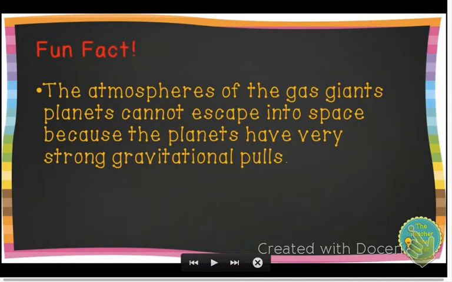Here's a fun fact. The atmosphere of the gas giant planets cannot escape into space because the planets have very strong gravitational pulls.